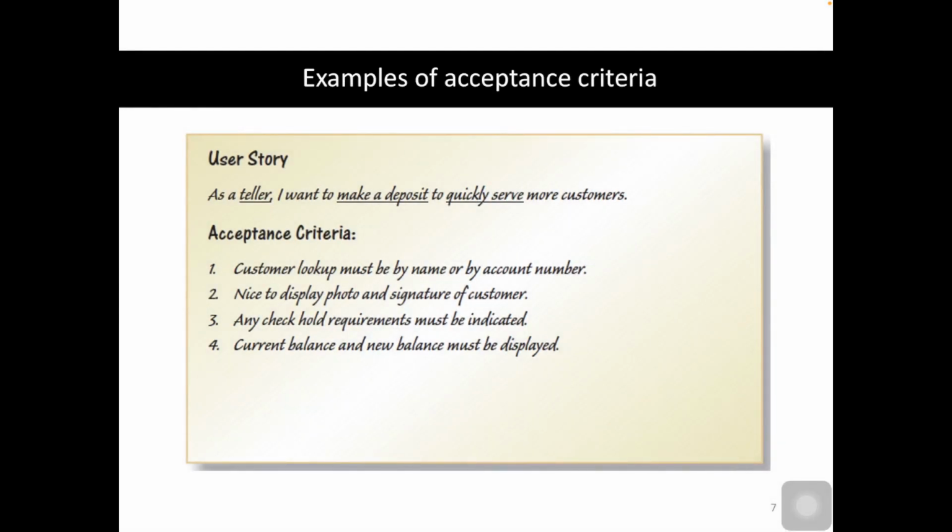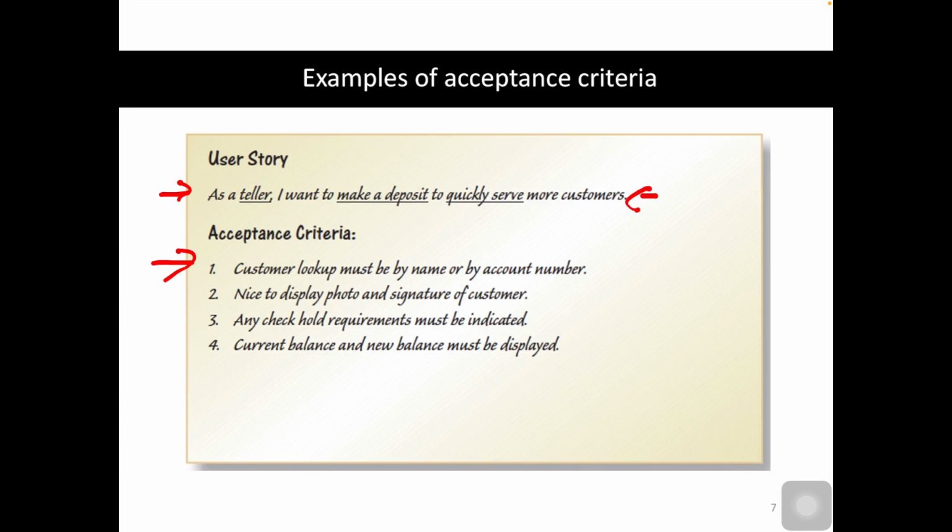This is an example of acceptance criteria. This is the user story and this is the acceptance criteria. As a teller, I want to make a deposit to quickly serve more customers. So what is the acceptance criteria for this user story? Customer lookup must be by name or by account number. Nice to display photo and signature of customer. Any check hold requirements must be indicated. Current balance and new balance must be displayed.